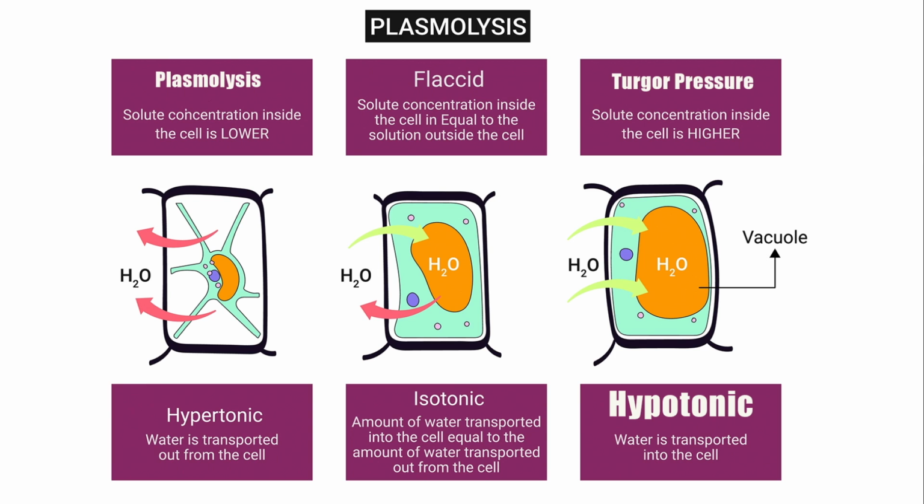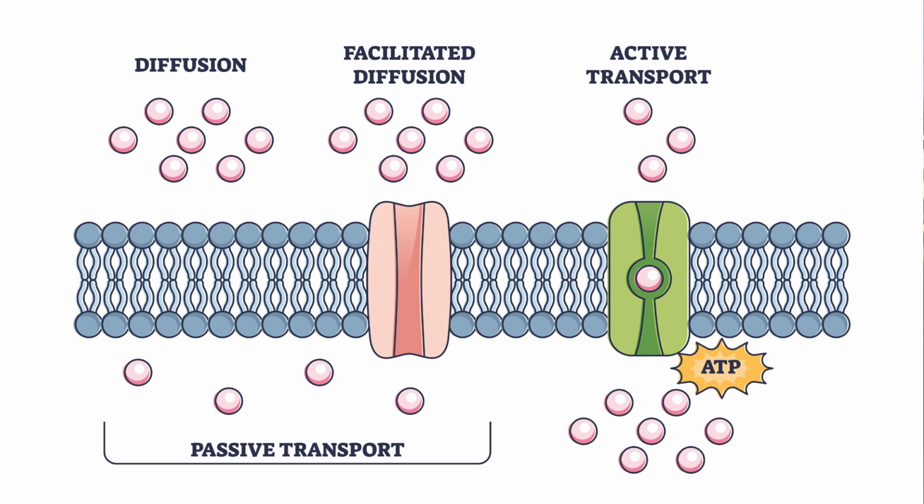Isotonic solutions, there really isn't going to be much of a change. In a hypotonic solution, water is going to be entering the cell. And as that happens, that cell membrane is going to push up against the cell wall, and we call that turgor pressure. So besides water moving into and out of a cell, cells do have mechanisms to bring in solute.